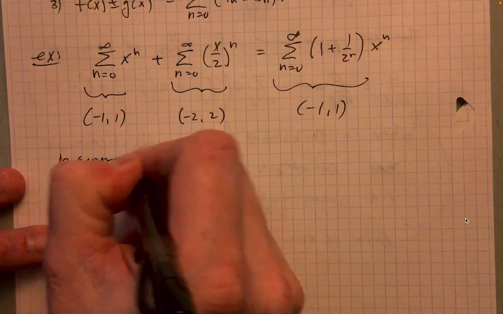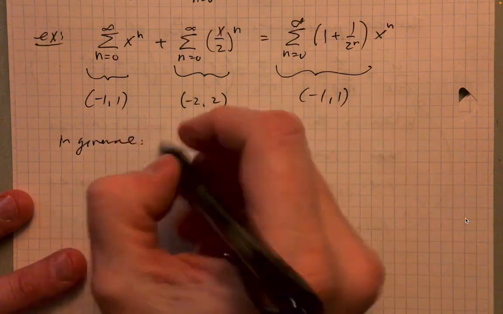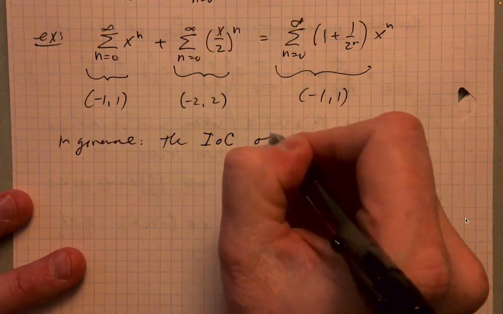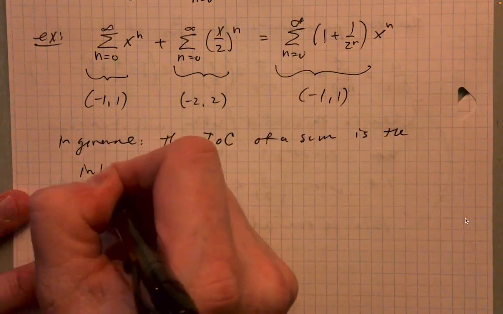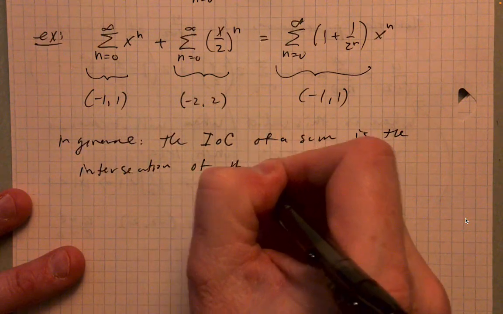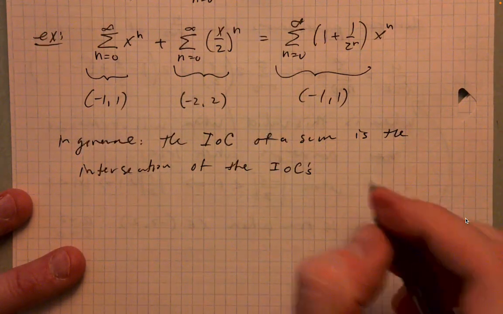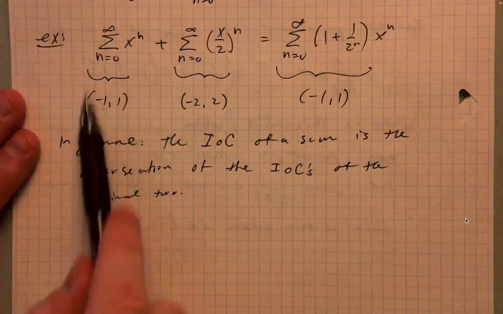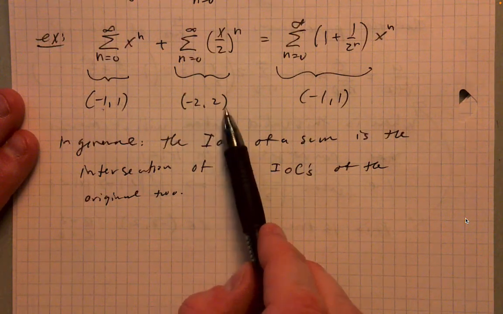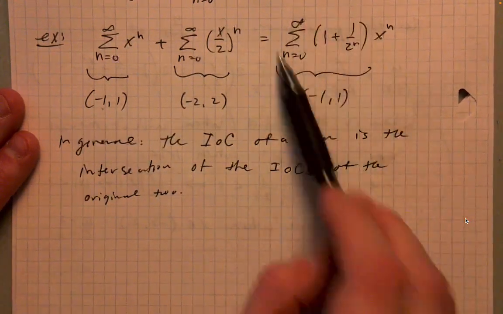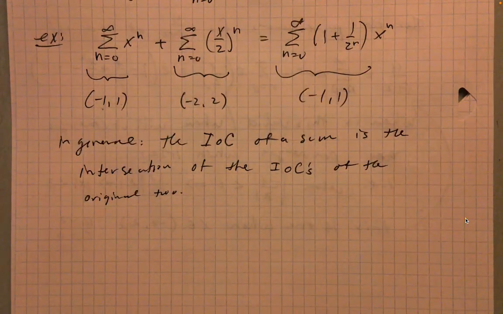So in general, the interval of convergence, I'm just going to write IOC, of a sum is the intersection of the IOCs of the original two. The interval of convergence is -1 to 1 here, and the interval of convergence is -2, 2 here. So the IOC is -1, 1 and -2, 2. The intersection of those two is going to be the IOC for the sum. Okay? That's the general principle here.